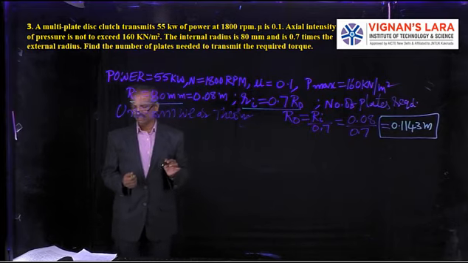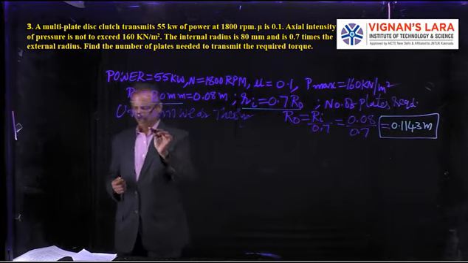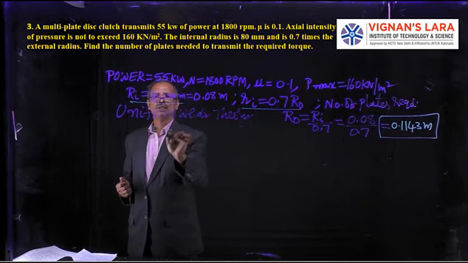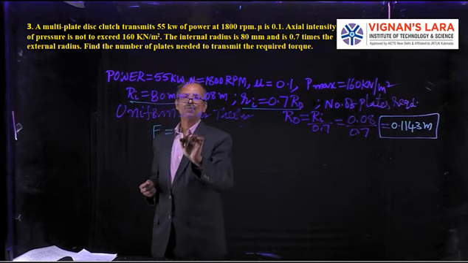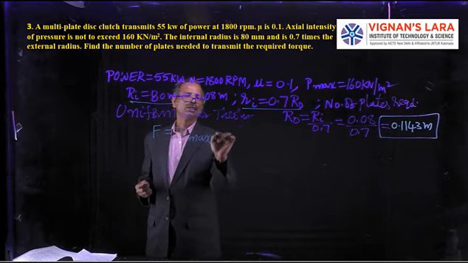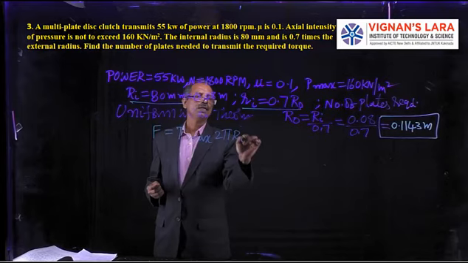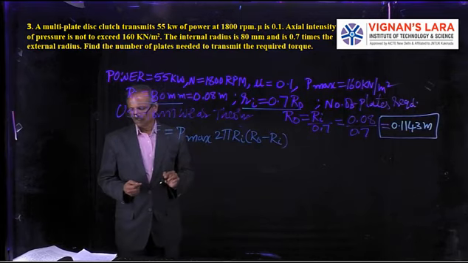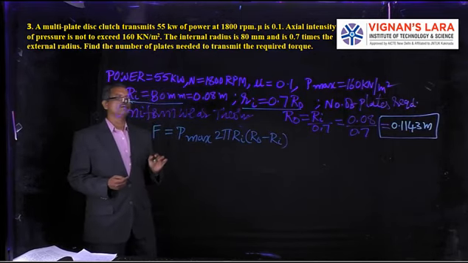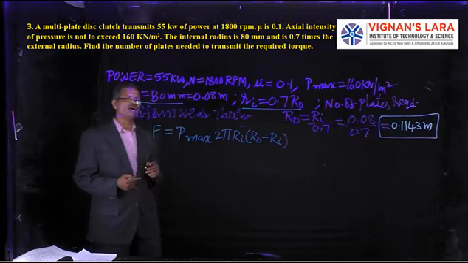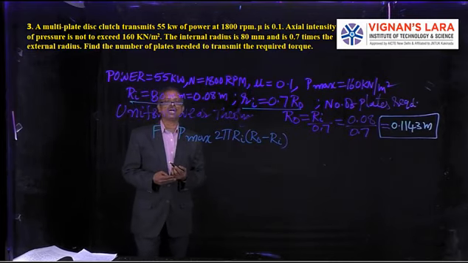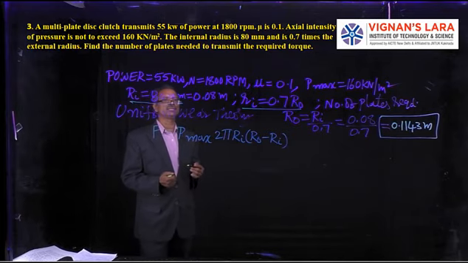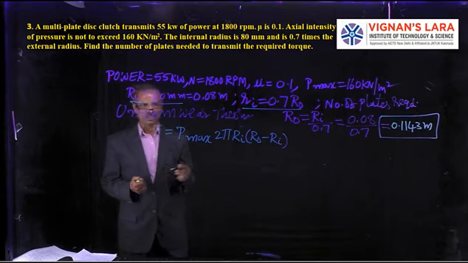Then what is the theory which we use? Uniform wear theory. So according to uniform wear theory, what is the force? F is equal to P max into 2 pi Ri into R0 minus Ri. So this is the amount of axial frictional force that can be transmitted, that is F is equal to P max into 2 pi Ri into R0 minus Ri.